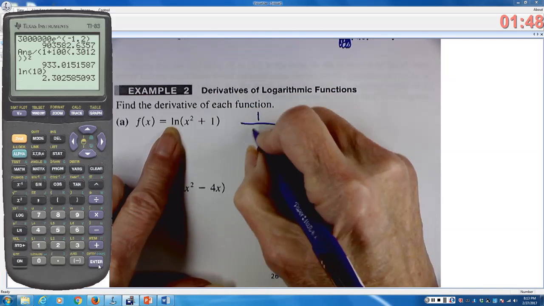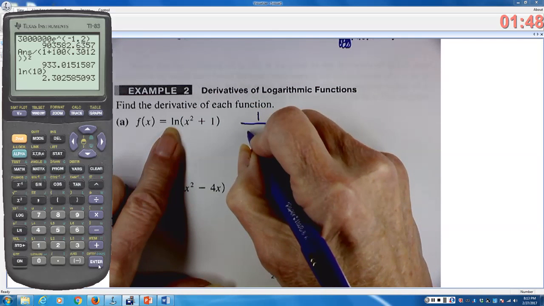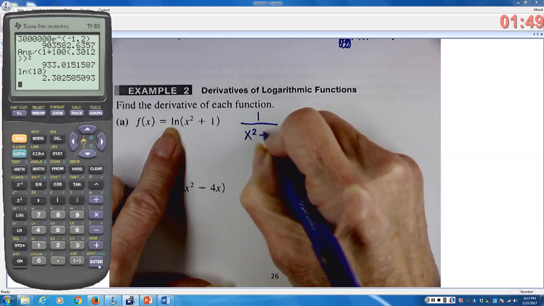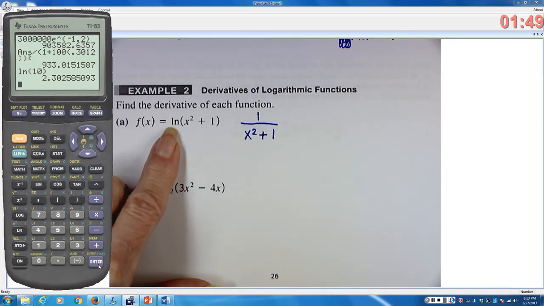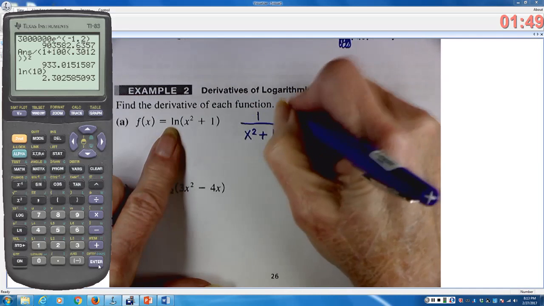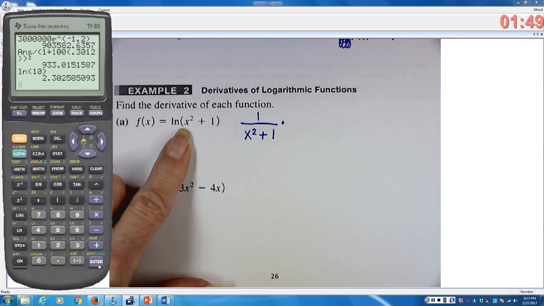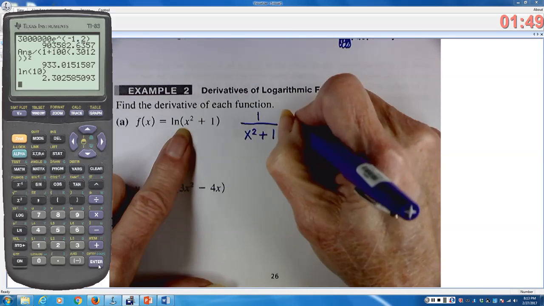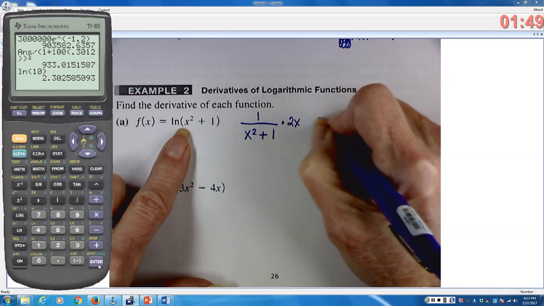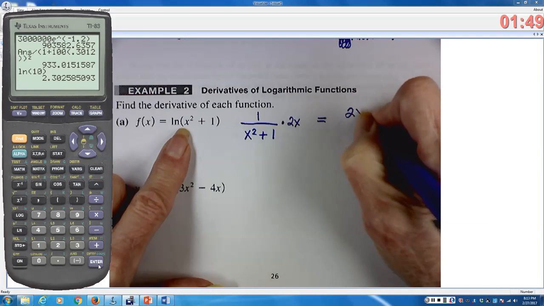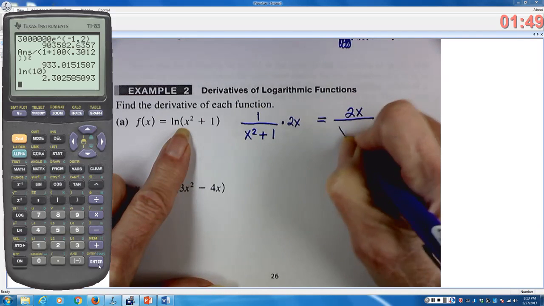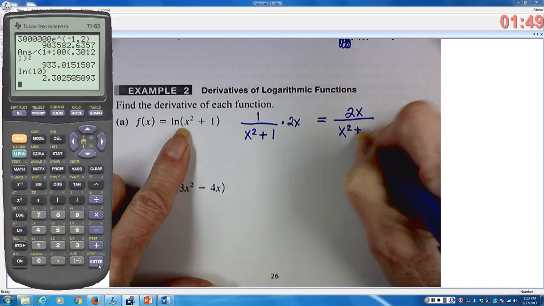over x squared plus 1. But then we multiply it by the derivative of x squared plus 1, which is what? 2x. So it's going to be 2x over x squared plus 1.